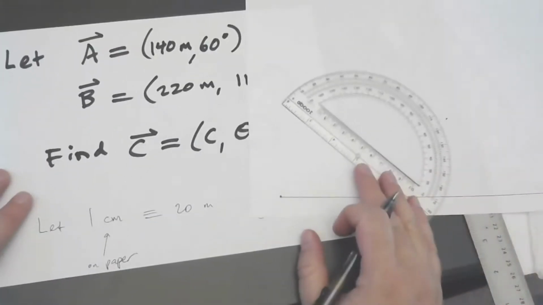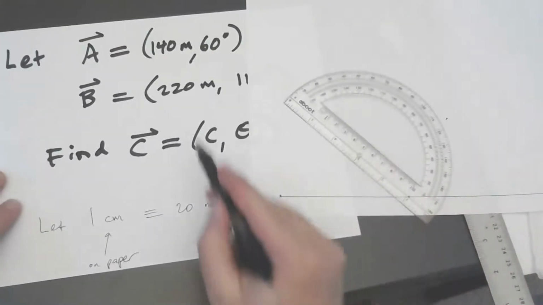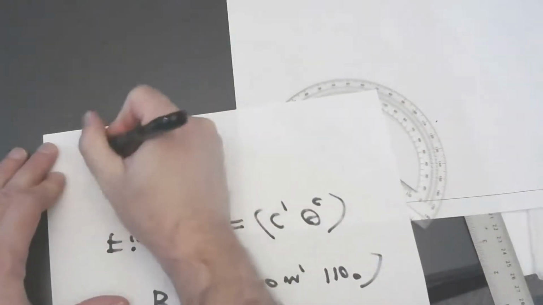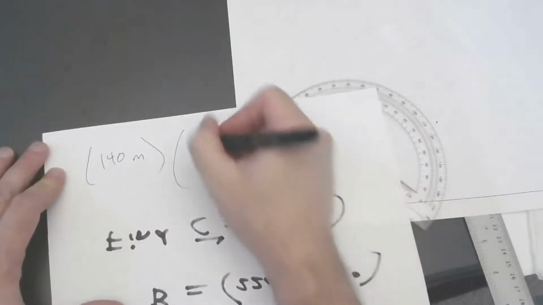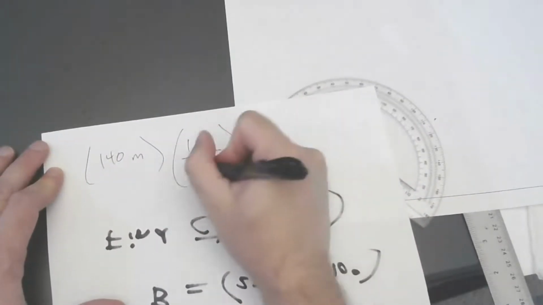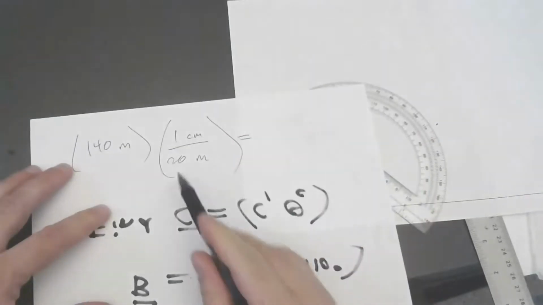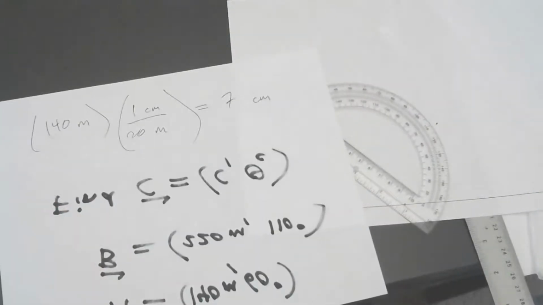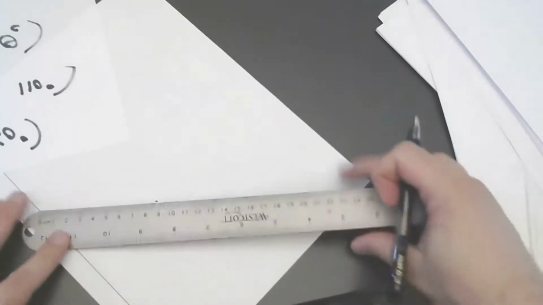Well, how long should A be? Not the letter B. How long does vector A need to be? It's 140 meters. So 140 meters times, let's use our scale factor, 1 centimeter for every, what did I say, 20 meters? And I picked easy numbers on purpose. That would be 7 centimeters. So on the page, we're going to represent that 140 meter vector with a vector that's drawn 7 centimeters long.